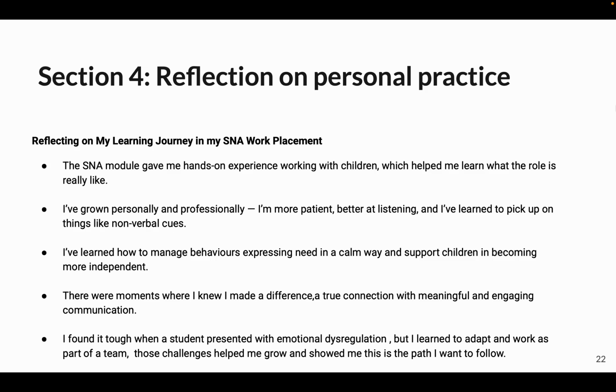There were moments where I knew I made a difference, a true connection with meaningful and engaging communication with certain students. I found it tough when a student presented with emotional dysregulation, but I learned to adapt and work as part of a team. Those challenges helped me grow and showed me this is the path I want to follow.